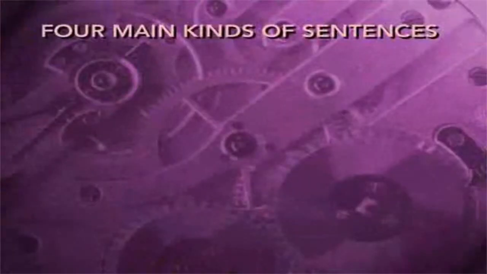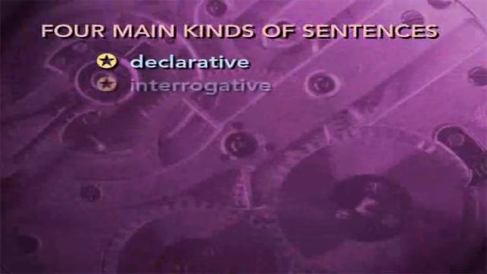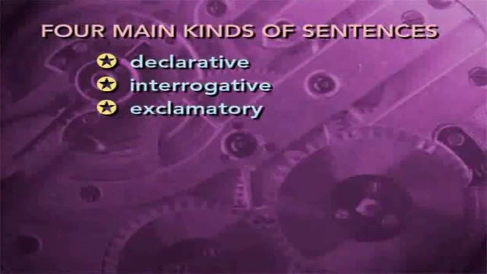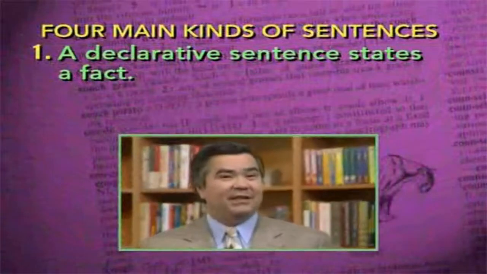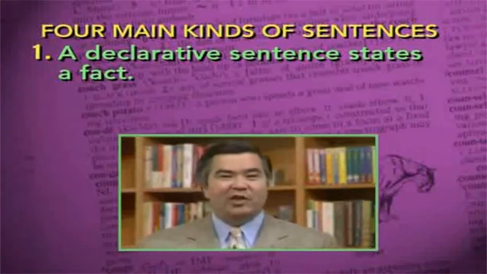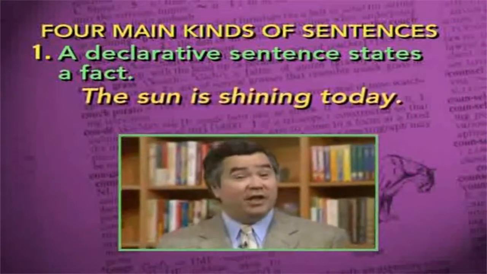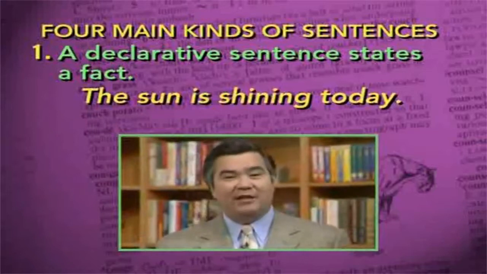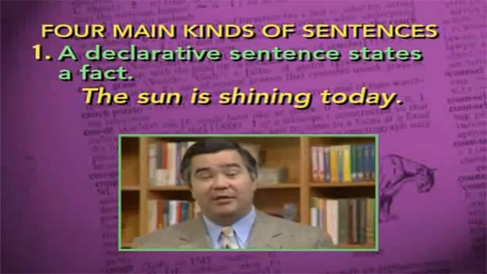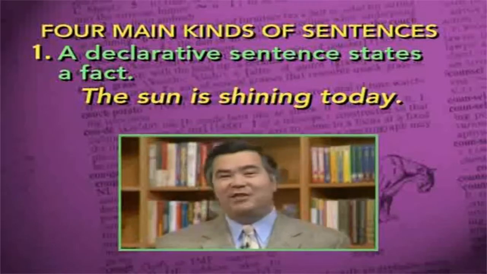Now, in English, there are four main kinds of sentences: declarative sentences, interrogative sentences, exclamatory sentences, and imperative sentences. Let's define each one and look at an example. A declarative sentence states a fact. Take a look at this example. The sun is shining today. This sentence states a fact about what today's weather is like. Therefore, it's a declarative sentence.